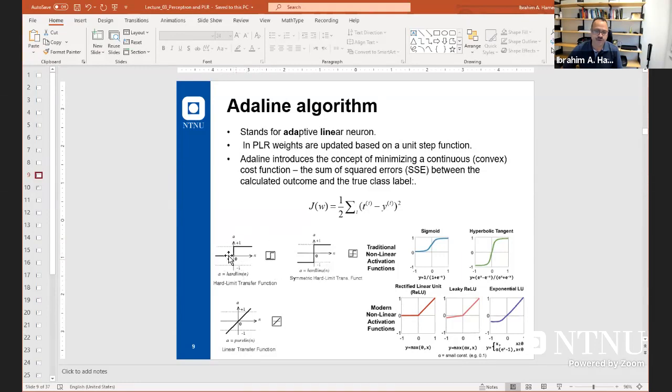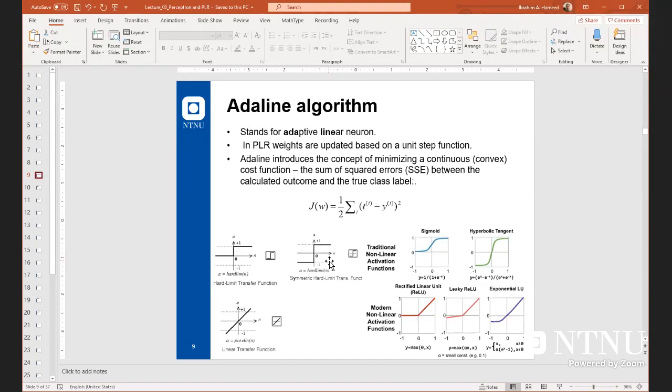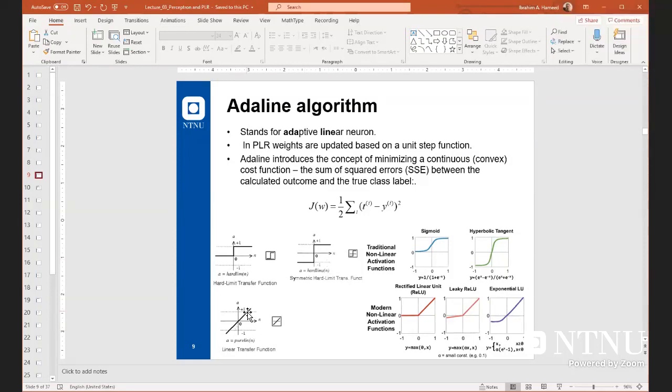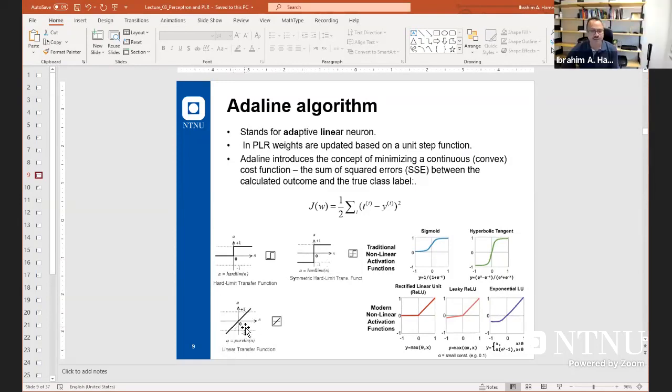So we have the hard limit transfer function, the symmetric hard limit transfer function, and the linear transfer function. This one is a very good illustration. If it is a binary classification problem, maybe I can use this one or this one. But when it's regression, for example, if I want to predict the temperature tomorrow or the stock market price tomorrow, in this case I need to keep the output as it is.